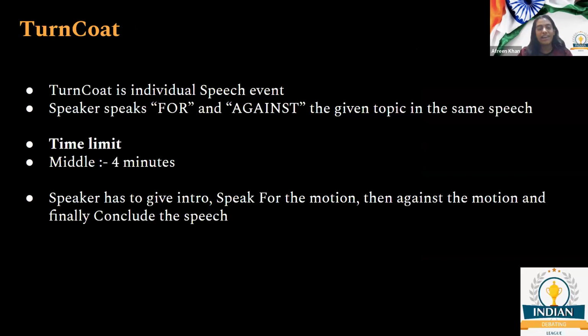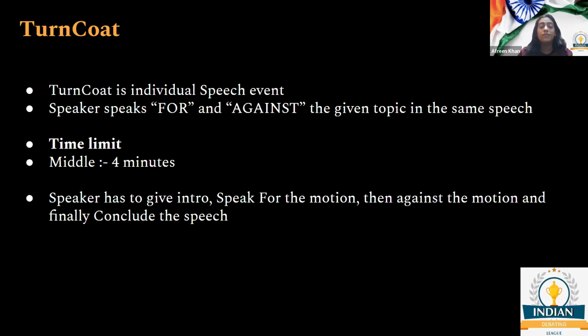Turncoat is an individual event where the speaker does not just choose a side, but speaks for both sides, for and against the motion. The time limit for you all is 4 minutes. And basically, in the 4 minutes, you're supposed to do a couple of things. The first thing is introduction. The second thing is speaking for the motion. Third thing is transition. Fourth thing is speaking against the motion. And last thing is conclusion. Introduction, for, transition, against, and conclusion. So this is how your speech should ideally look like.